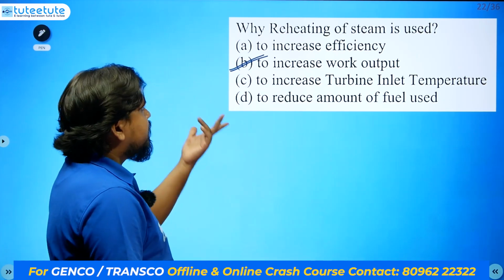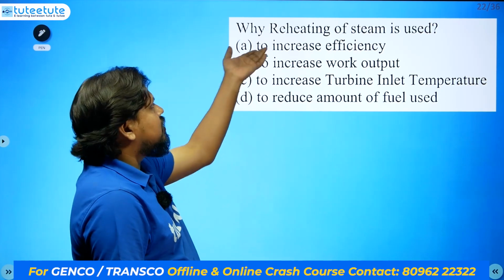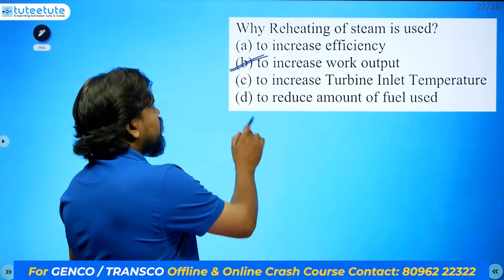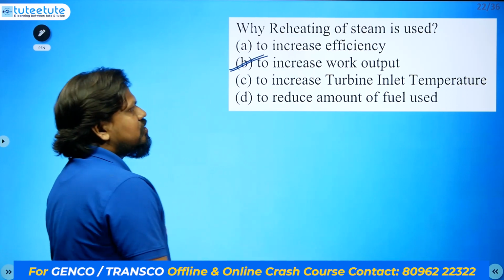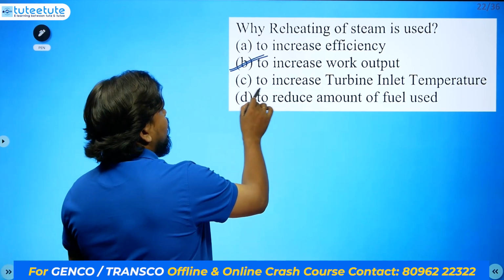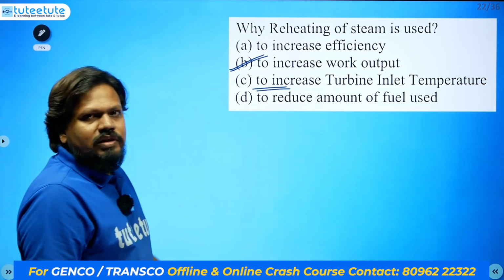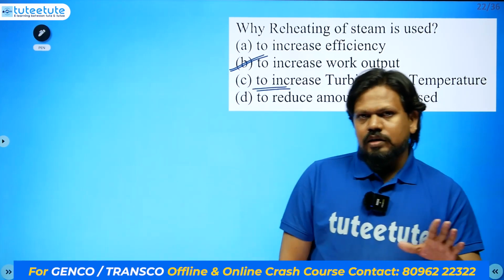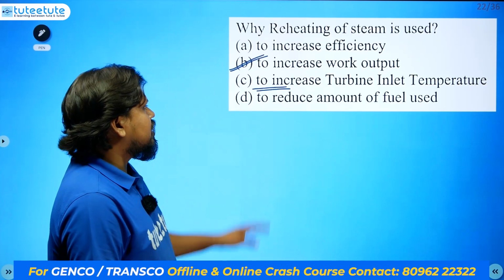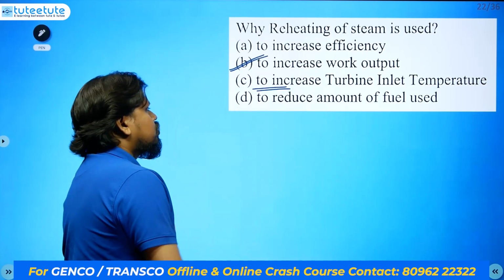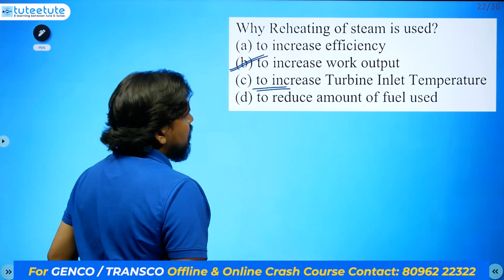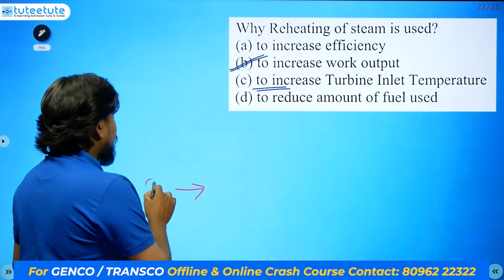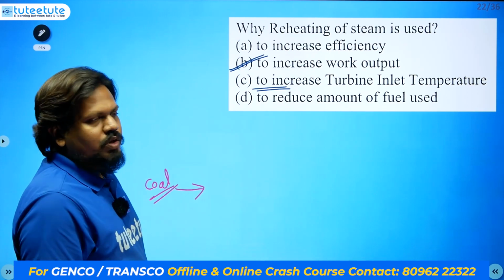Efficiency will not depend upon this directly, because efficiency depends upon the input and output parameters only. Next option, to increase the turbine inlet temperature. We cannot comment on this directly, because it is the temperature attained by the turbine at the nose of the turbine, so it does not relate to this directly. Next, to reduce the amount of fuel used. Fuel is our combustion; steam is coming from the coal only, so nothing related to this.